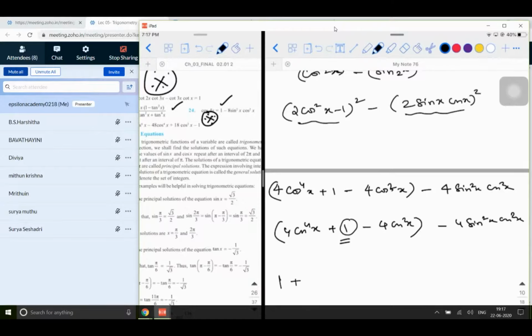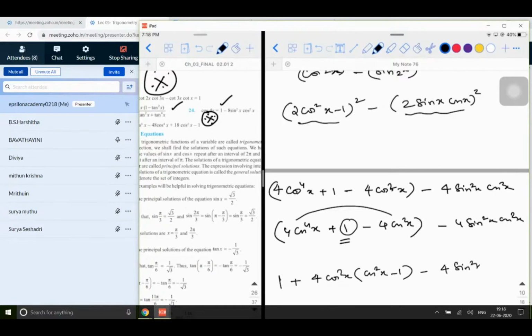Plus this 4 cos 4x and 4 cos square x, what can you do? What can I take common as 4? What can I take common in these two? 4 cos square x into, tell me, if I take out 4 cos square x, what is left inside? Cos square x minus 1. Very good. It is cos square x minus 1.